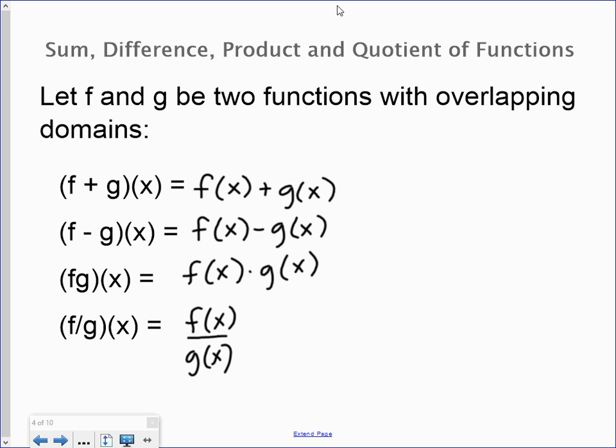These are the rational functions you studied at the end of the year. Your denominator can never equal 0. So this one usually comes with an extra statement where g of x is not equal to 0. You just make that statement because it's division.